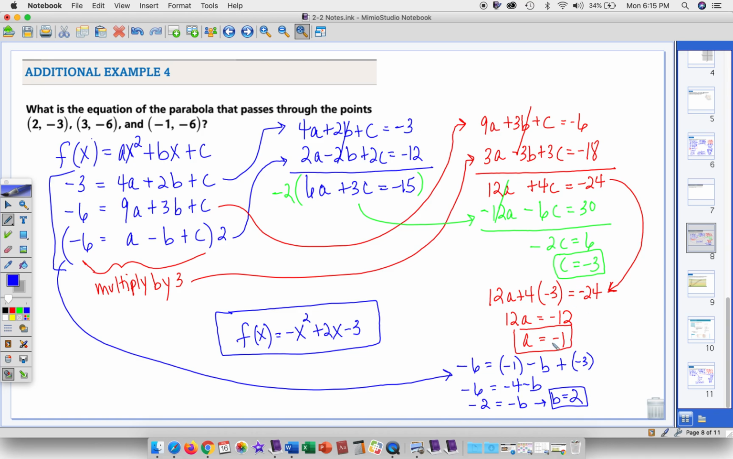Now I have c and a, so I went back to this most basic equation because now I need one that has a, b, and c in it. I plugged in for a and c and solved for b and got negative 2. So here's the final answer where a is negative 1, b is 2, and c is negative 3.